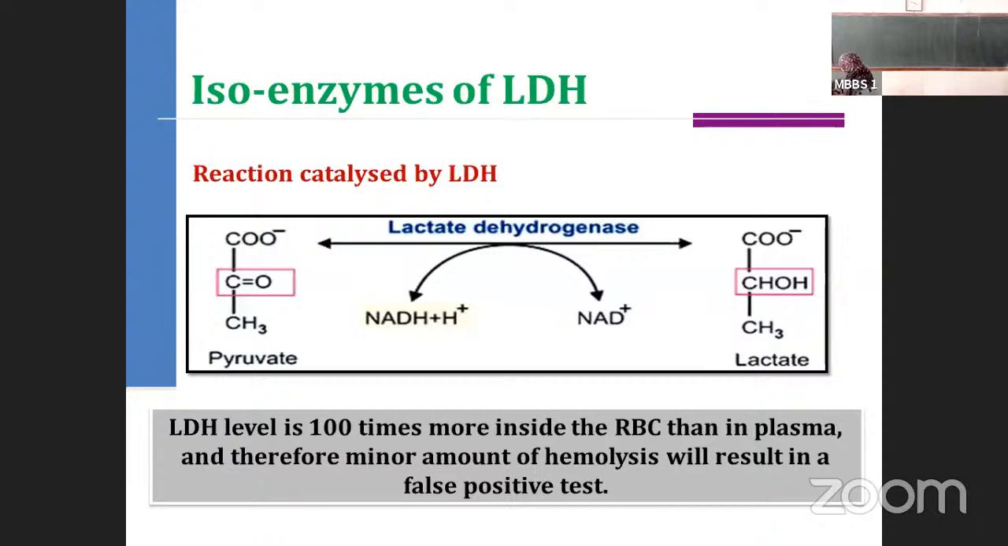Okay. See here, this LDH is present inside the RBC. The concentration of LDH inside the RBC is 100 times more when compared to the plasma. Therefore, if there is minor hemolysis, the lab test result will give a false positive. If there is minor hemolysis, all the LDH present inside the RBC will come out and give a false positive result. So we should not use a hemolyzed sample for the estimation of LDH level.